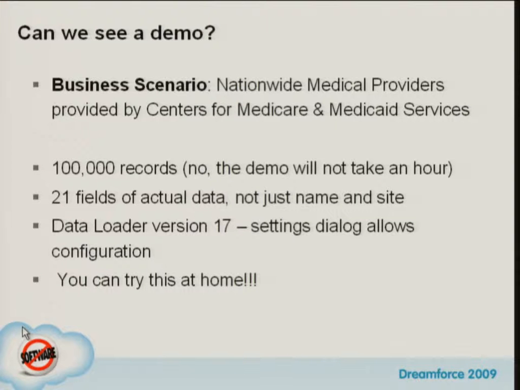All right, so I'm going to run through a quick scenario. This is actually real data. It's medical provider information that was provided by the Centers for Medicare and Medicaid Services, and we're basically going to do a bulk API load of 100,000 records. And no, it's not going to take the 40 minutes that are left in the session. This is 21 fields of actual data, and we're going to be using the data loader version 17, so you can see the small changes in the data loader to enable this, and really just how easy it is to use.